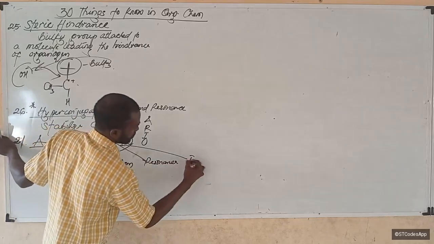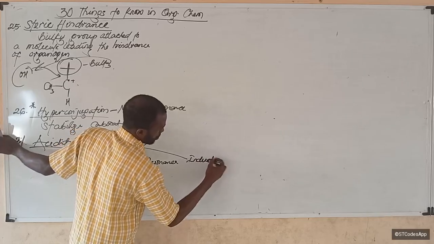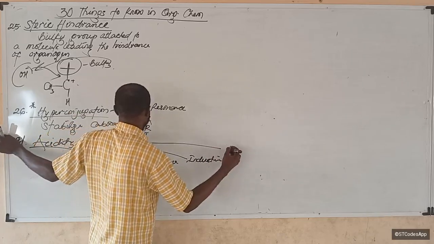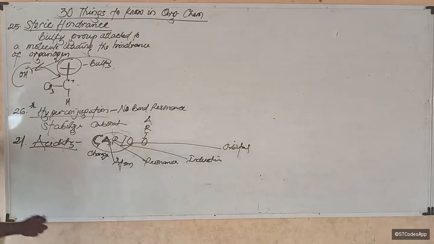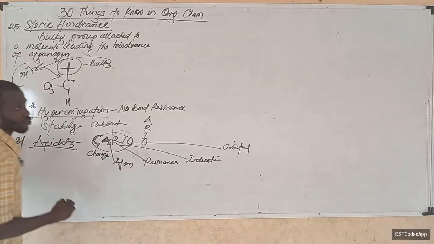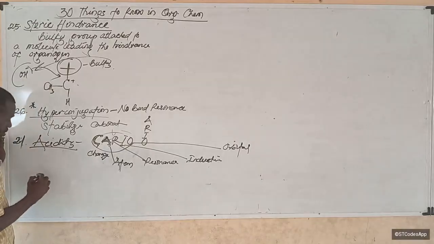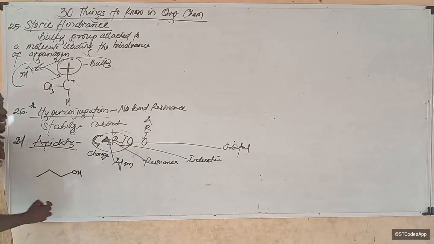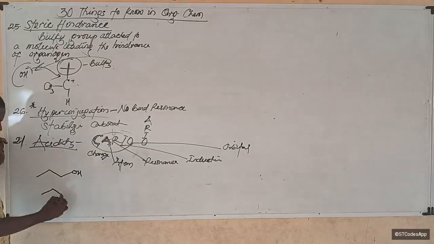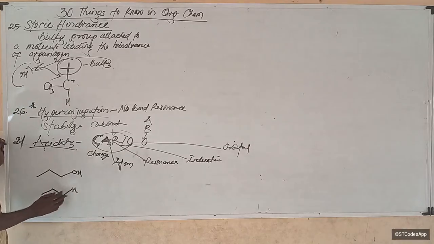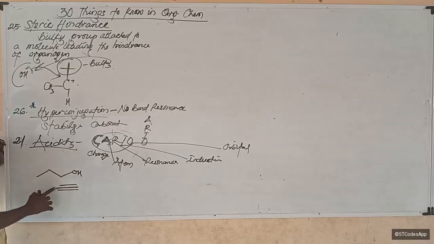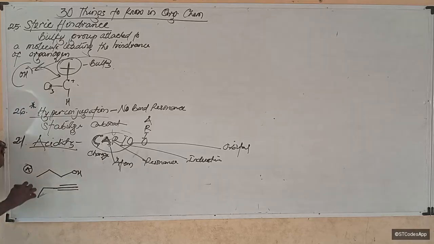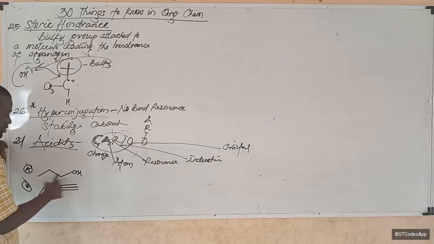Resonance is easy to spot. Inductive effect is one that is not so easy to spot, okay? And O represents orbital, the orbital in which we can find the guy. So this is used to test for acidity. So for example, if I ask you which of these is more acidic, look at this molecule here. And I say between this one and this one, which of these is more acidic? Molecule A and B. Which one is more acidic? Is it this guy or this guy?